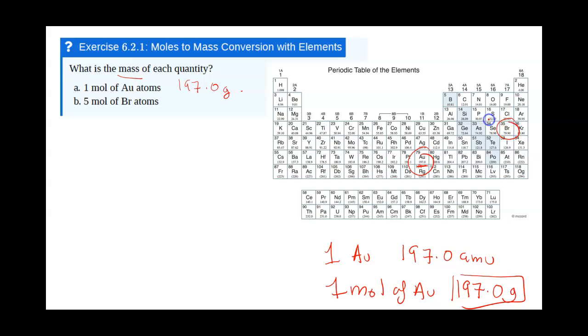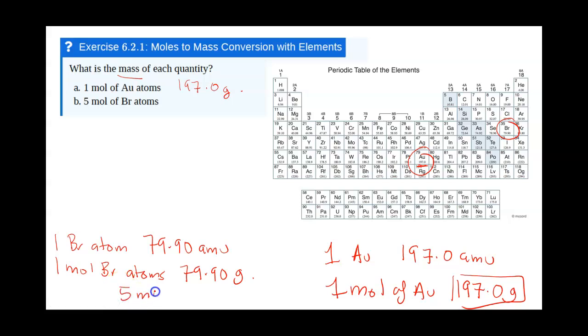According to the periodic table, 1 bromine atom has a mass of 79.90 AMU. So that means that 1 mole of bromine atoms has a mass of 79.90 grams, and then 5 moles of bromine would have to have a mass of 5 times 79.90 grams, and putting that into the calculator, 5 times 79.9, that gives me a mass of 399.5 grams. So pretty simple concepts. We can just use the periodic table to identify the molar mass of any element.